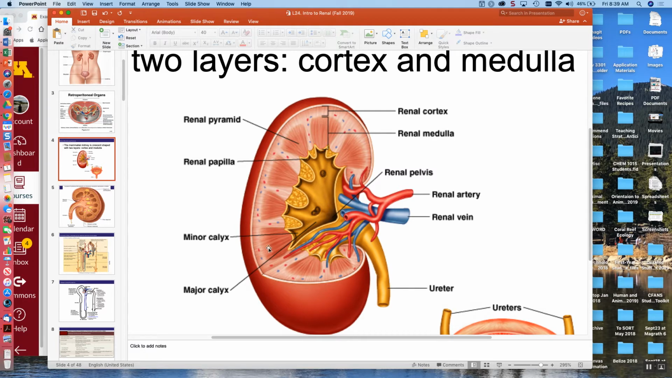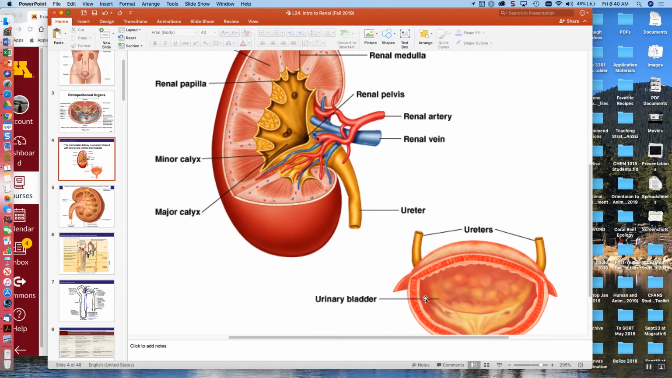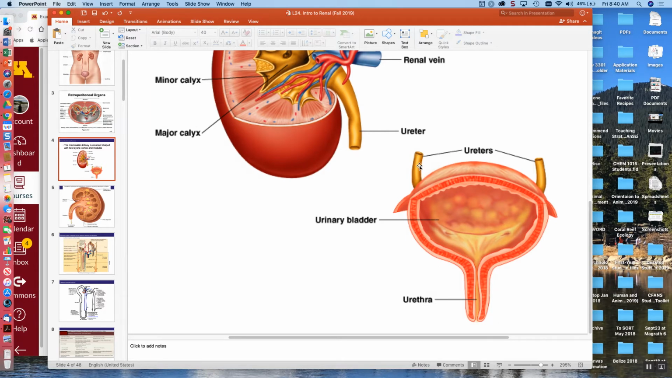So again, urine is delivered across the renal papilla into the minor calyx. Calyces is the plural. Minor calyx first, and then into the major calyx. And then this V-shaped structure right here is called the renal pelvis. It's like the funnel portion. And then the urine is delivered into the ureter. There are 2 ureters, one coming from each kidney. The urine is then delivered into the urinary bladder.